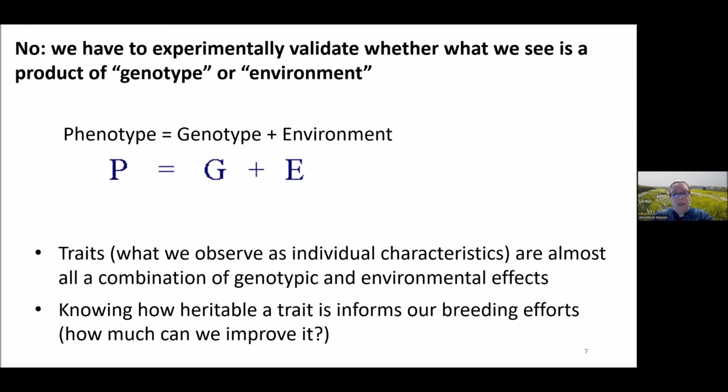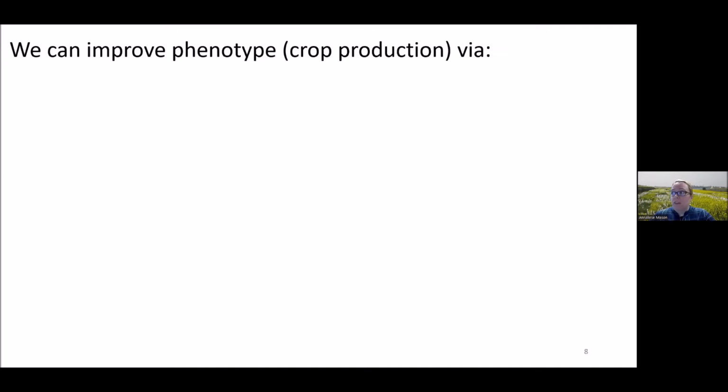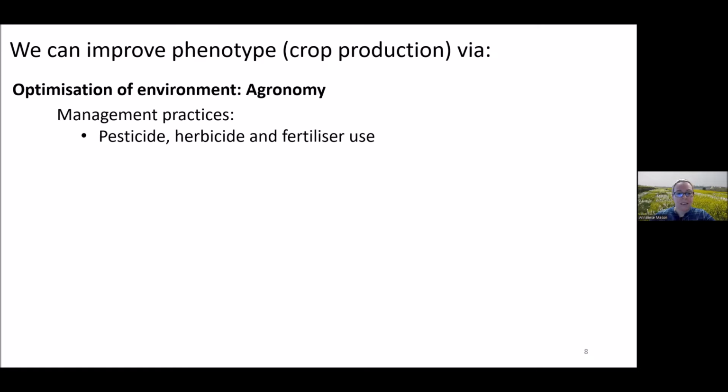Knowing how heritable a trait is is actually very important because it informs our breeding efforts. So we can't improve 100% environmental traits over time, but we can improve traits which have at least some genetic component. So we can improve phenotype or crop production in general also via optimization of the environment. This is actually not plant breeding, this is agronomy. And this includes management practices such as pesticide, herbicide, and fertilizer use.